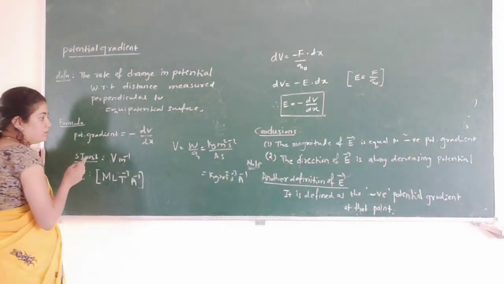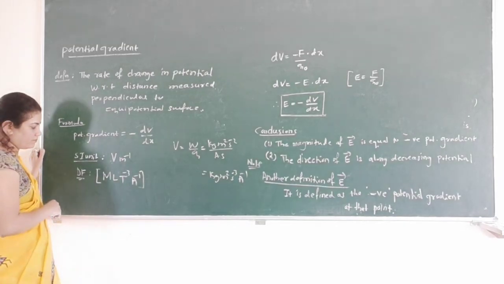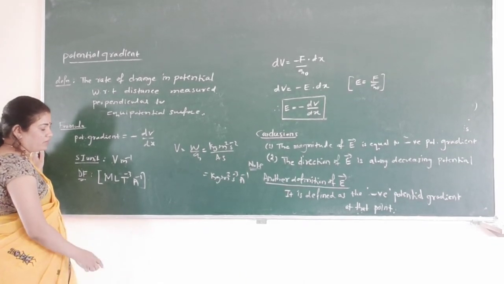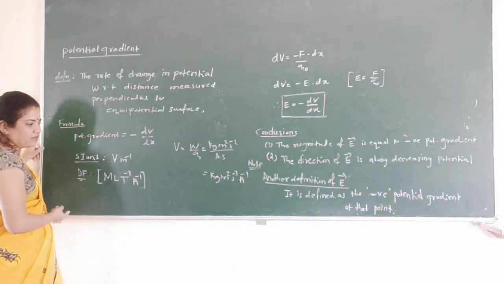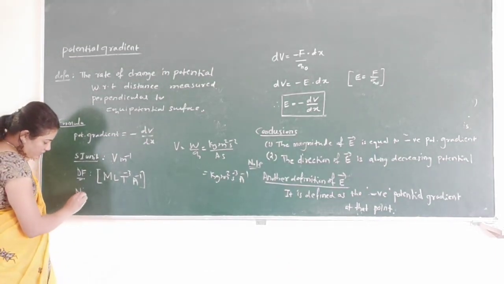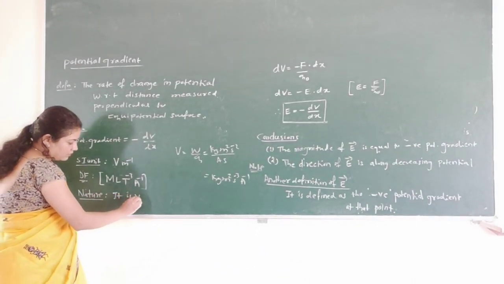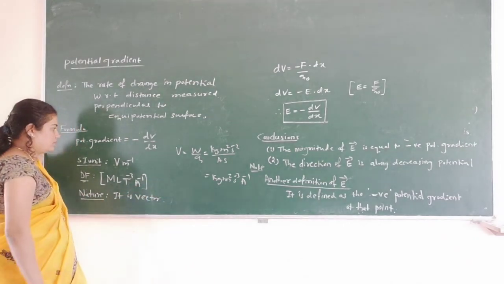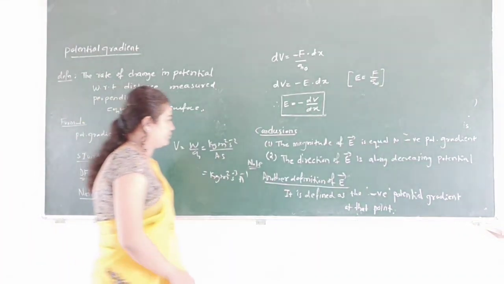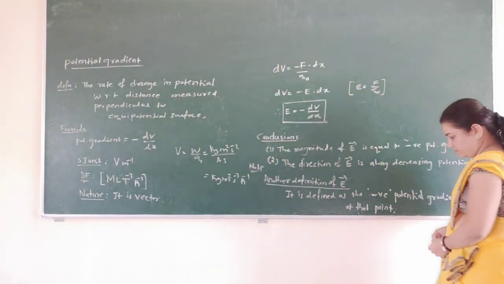Nature: it is a vector. See, potential is scalar, but potential gradient is a vector, because E is defined on potential gradient. So E is a vector quantity. Direction: it is in the direction of decreasing potential. So this is about potential gradient.